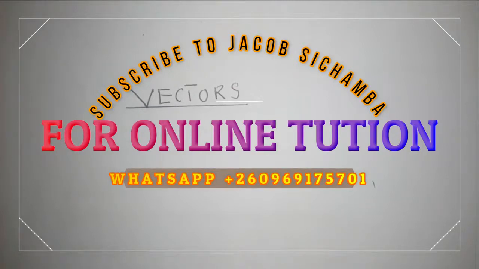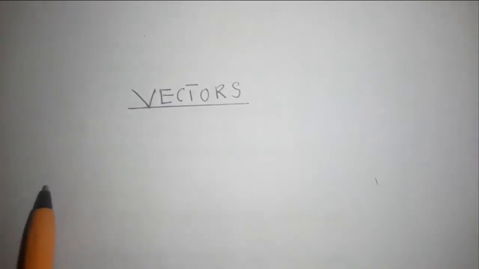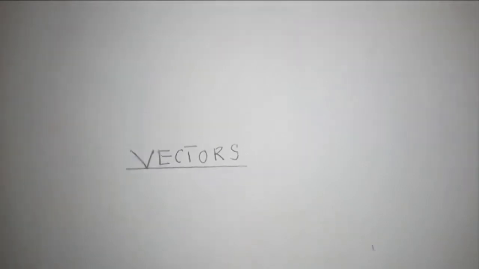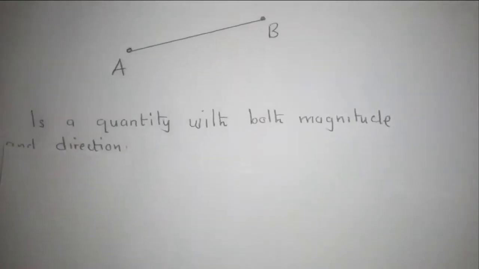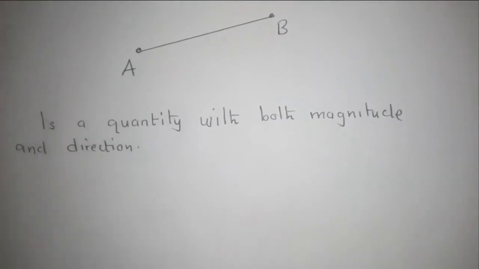Alright, so first thing first, let's try to define what a vector is. So what is a vector, or how does the vector look like? Let's check here. Down here is a definition of a vector. It says, it is a quantity with both magnitude and direction.